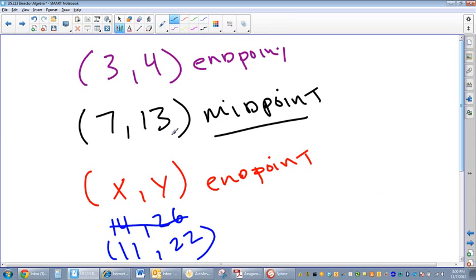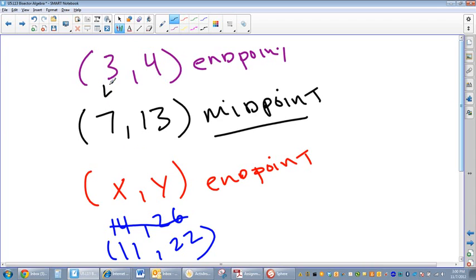Alright, so what's another way that we can go from endpoint to midpoint to endpoint? Think about the word midpoint. Think about what it is. It's halfway. Halfway. Jeremiah. Think about it. It's halfway. So, what is halfway? So, 3 to 7 is how much? What's the distance between 3 and 7? So, Anna, what is the distance between 3 and 7?